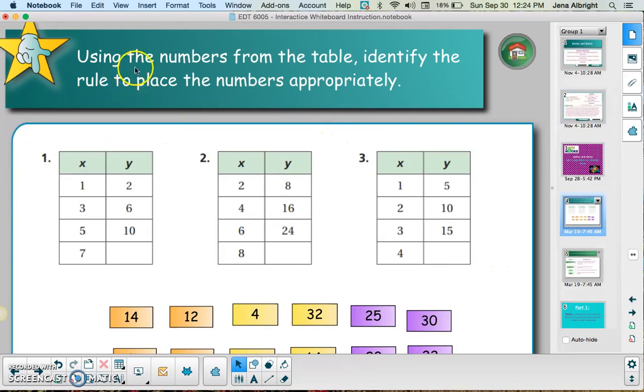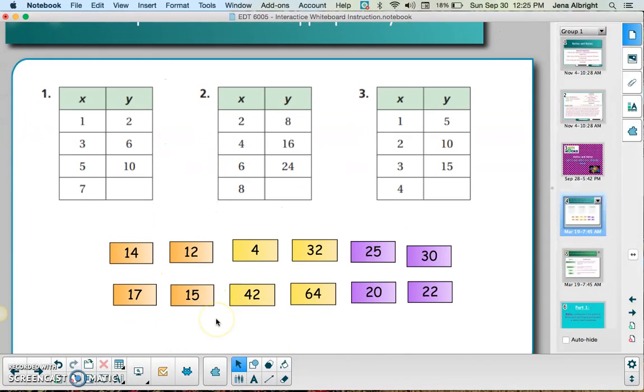As we move through, students read the directions and it says, using the numbers from the table, identify the rule to place the numbers appropriately. So in elementary school, students were asked to look at tables and identify a rule that represented how the numbers went from one number to the next one. That's all I'm asking them to do within this pre-assessment.